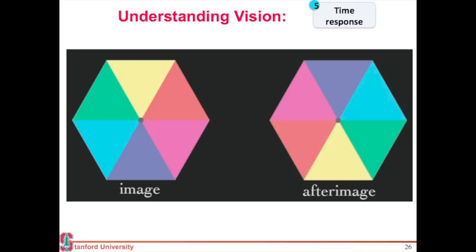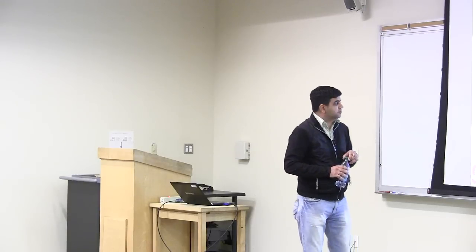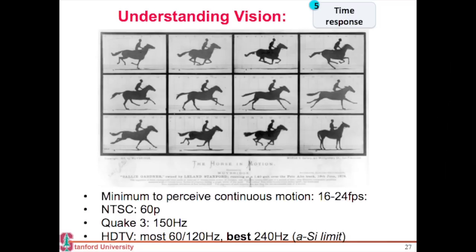So our eye takes time to refresh. If you oversaturate your cones with a particular color of light, it has a finite time response. If you keep looking at some figure and then place a white background after that, you essentially see a reciprocal image of it. You see exactly the opposite color, because your cones are saturated with that previous image. And the minimum that we need to perceive continuous motion is between 16 to 24 frames per second.